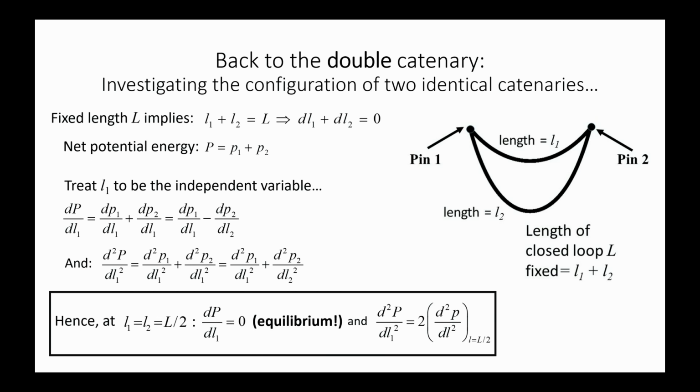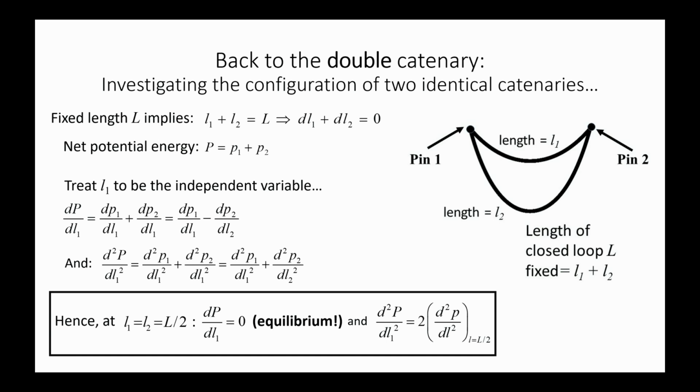So for that configuration, the derivative of the net potential energy with respect to the independent variable becomes 0, because these two derivatives have the same value. And for the double derivative, we see that at that configuration it becomes exactly twice the derivative of the potential energy of a single hanging segment with respect to its own length. But we saw that this quantity has a transition point. That becomes 0 at some point.